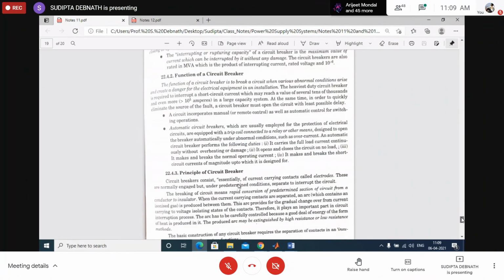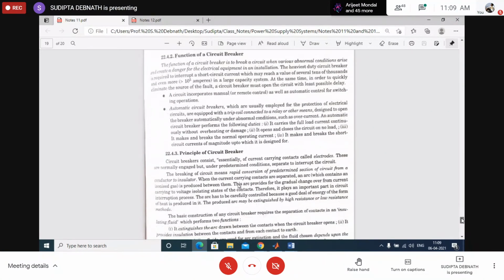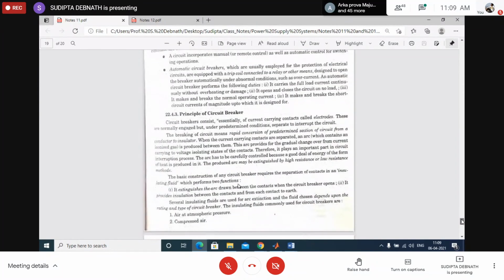Now, what is the principle of circuit breaker? Actually, the basic operation and construction of any circuit breaker requires the separation of contacts in an insulating fluid. What is insulating fluid? In an oil circuit breaker, the insulating fluid will be oil. In an air circuit breaker, it will be air. In an SF6 circuit breaker, it will be sulfur hexafluoride, like that.